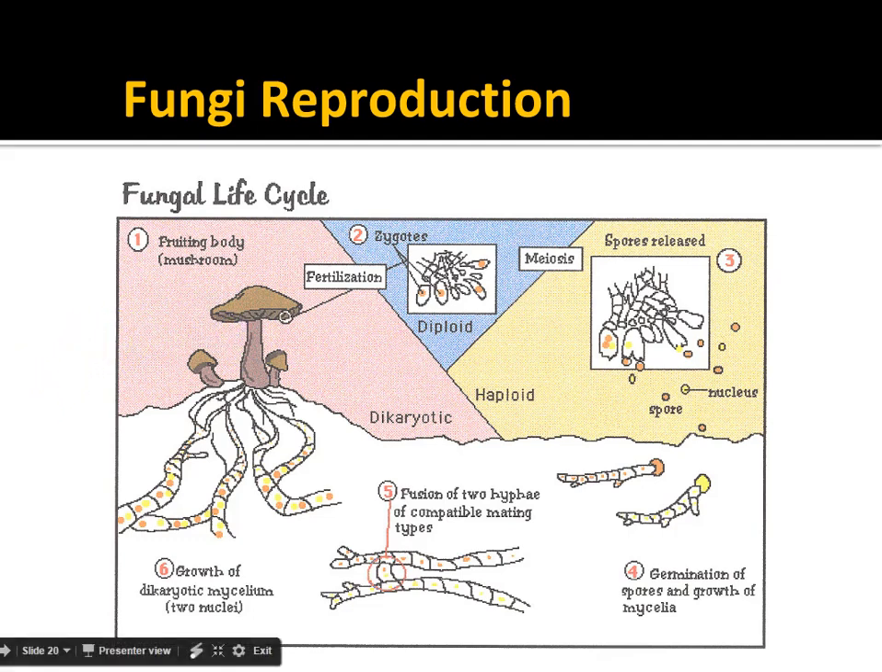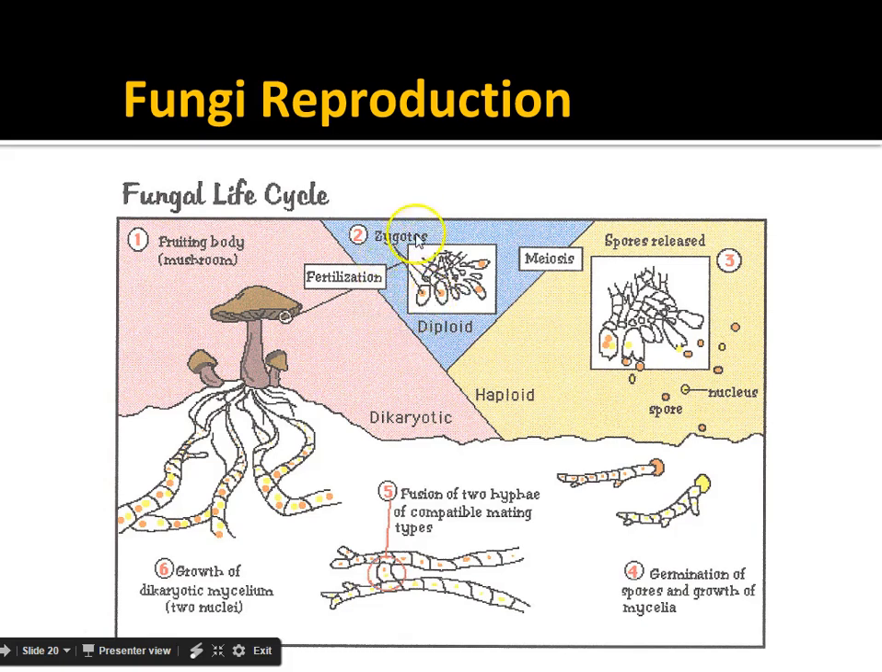And in terms of reproduction, most fungi will reproduce sexually. Since they are multicellular, they typically will reproduce by releasing spores from their reproductive structure. In this case, we're looking at a mushroom, and within that mushroom underneath are gills, and these gills produce tiny little reproductive cells called spores.